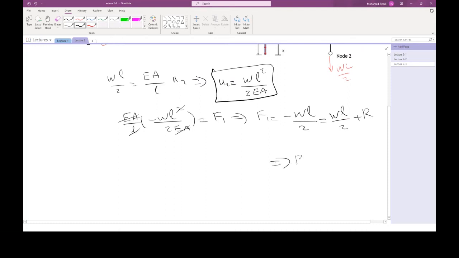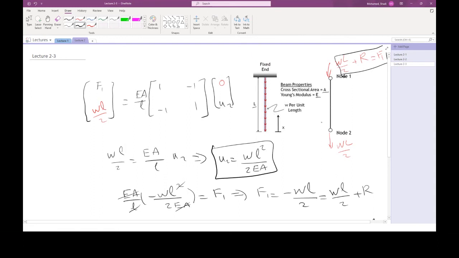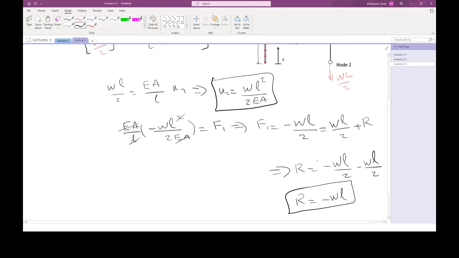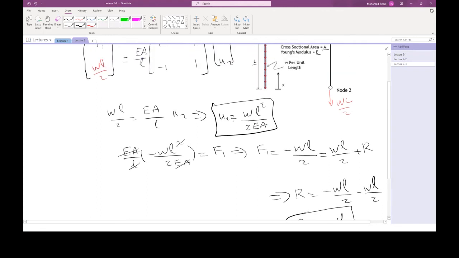So this way, the reaction is going to be minus WL over 2, and then I'm going to move this one to this end, so it is going to be also negative. It is minus WL over 2, and the reaction is going to be minus WL. So I have the reaction then. Now, if you check the problem, you'll see that the reaction should be equal to the resultant, just like Kamal said. So this is W multiplied with L, and we get the reaction to be minus WL, which is correct. And then we have U2 equal to WL squared over 2EA.